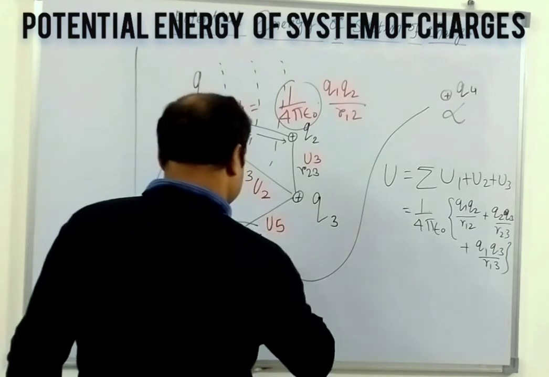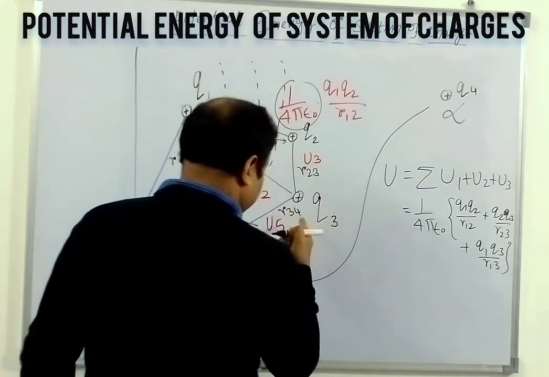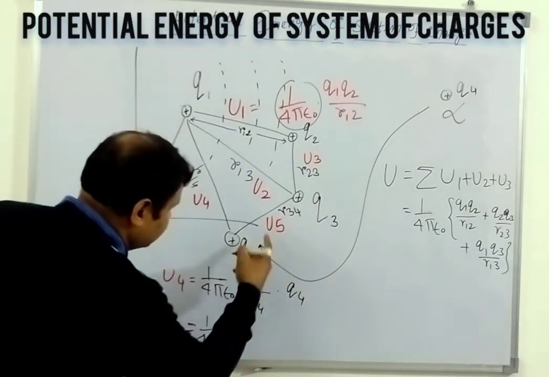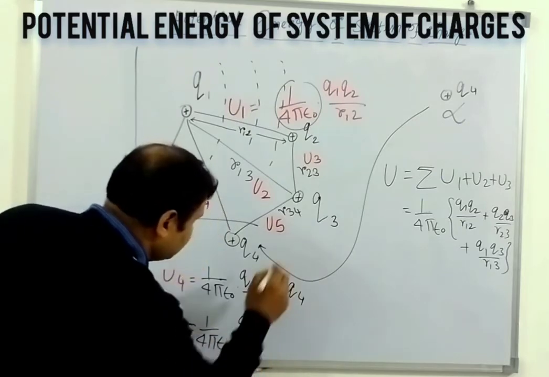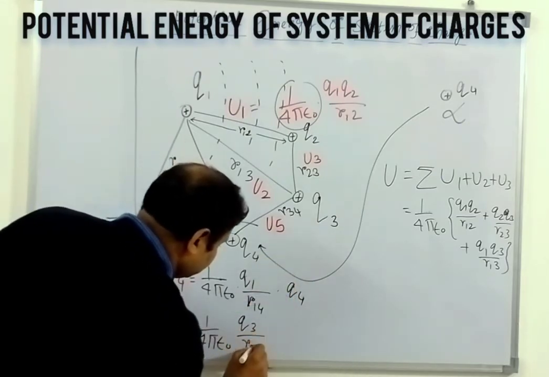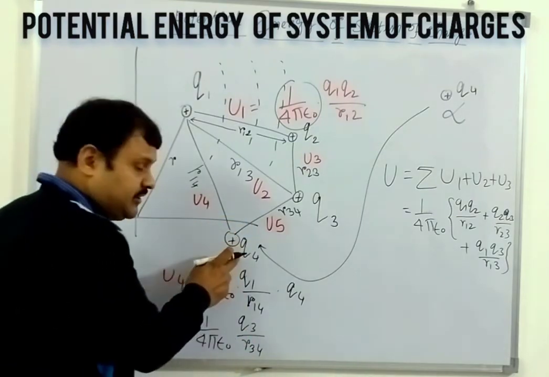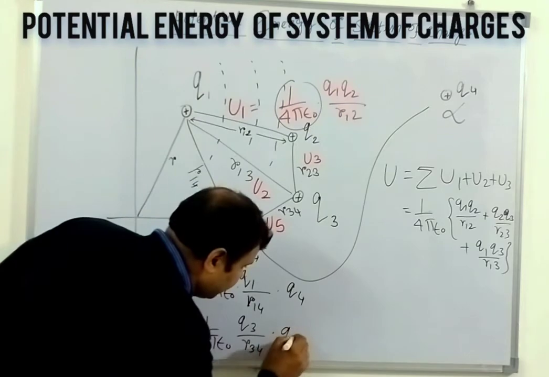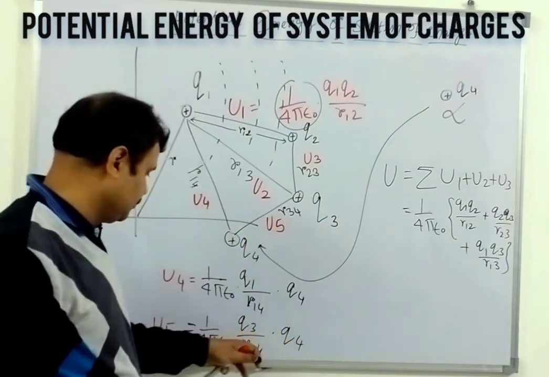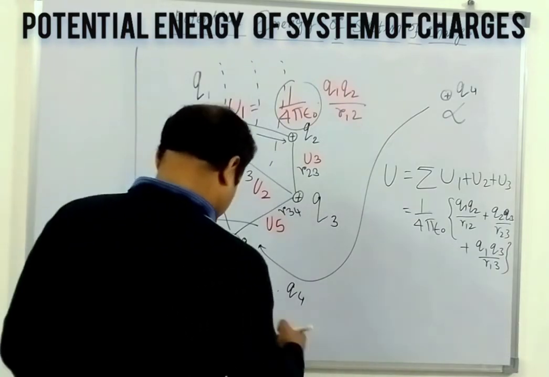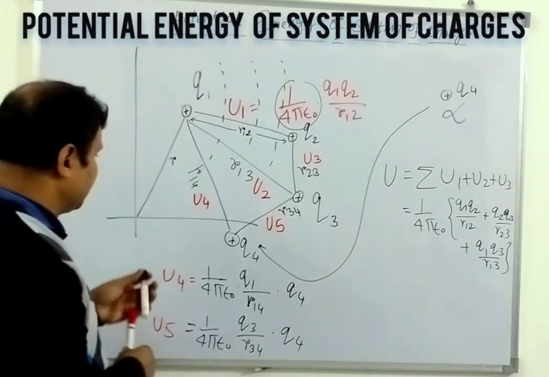And if the distances between 3 and 4 are R34, so this much is potential due to this. So Q3, because Q3 was placed earlier, so Q3 over R34 is the potential. Now what? I need to place this Q4. So it will be multiplied by Q4, because the potential is the unit charge work. So Q4 is the total amount of charge. So this much will be the work.